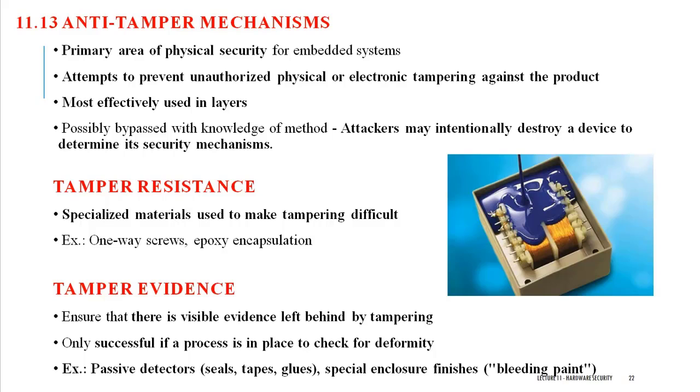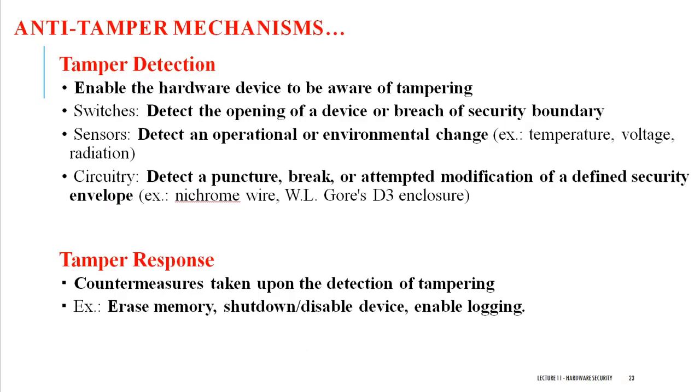Now, there are two different types of anti-tampering mechanisms: tamper detection and tamper response. How to detect tampering we already discussed in the previous slide. It enables the hardware device to be aware of tampering: switches, sensors, circuits, anything detecting the opening of the device or a breach of the security boundary. It detects operational or environmental changes like temperature, voltage and radiation. It detects a puncture, meaning a hole or break, or an attempt to modify the defined security envelope. These are the different tamper detection techniques.